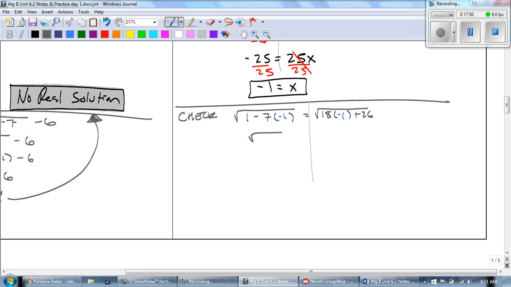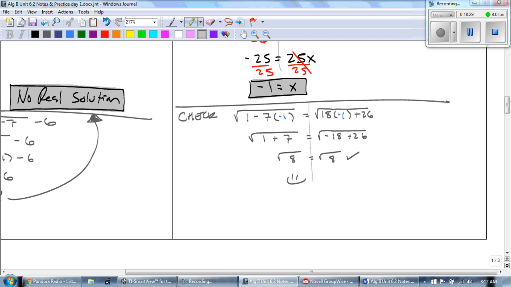And just like last time, I'm just going to do the left side. So I have 1, negative 7 times negative 1 is positive 7, sorry. And then 1 plus 7 is 8. On the right side, 18 times negative 1 is negative 18. And negative 18 plus 26 is 8. So, woohoo, happy face, we got it right. It's negative 1. That's our answer.